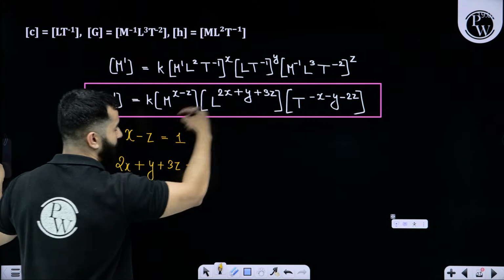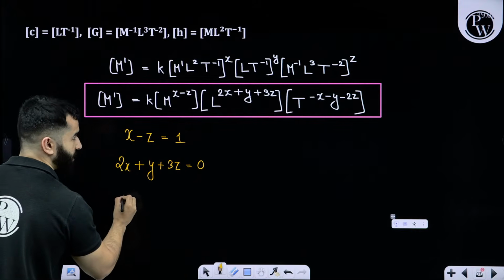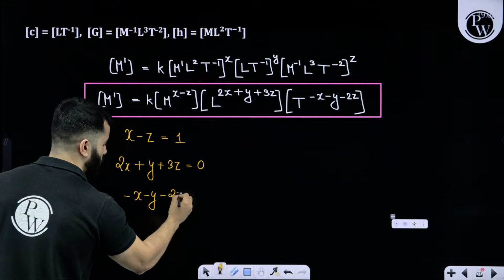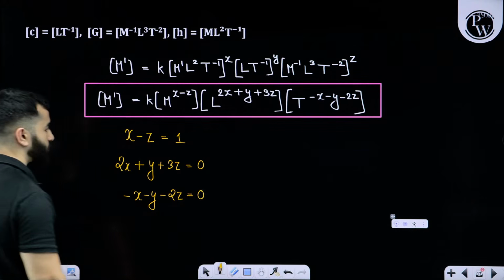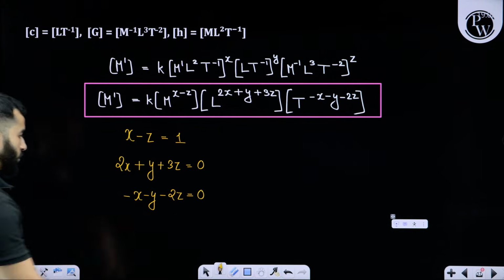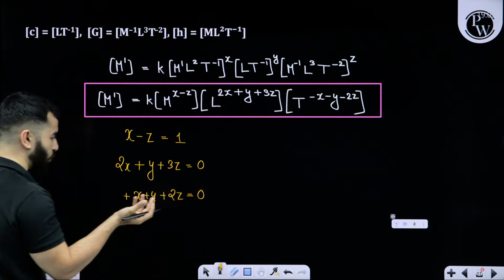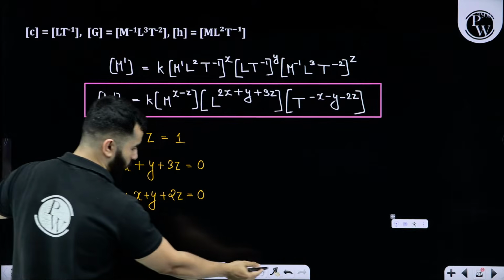We don't have any length on the left hand side, therefore 2x plus y plus 3z is equal to 0. We don't have any t either on the left hand side, so minus x minus y minus 2z is equal to 0. Here, if you want, you can also remove this negative sign. If you don't want, fine.